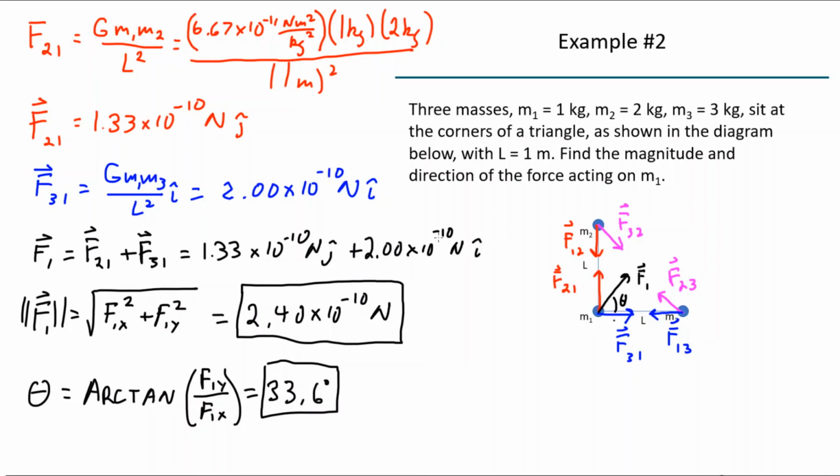Now, this example I did here was relatively easy. Why was it easy? Well, because F21 and F31 are already perpendicular to each other. I didn't have to break them up into x and y components. But if I wanted to calculate the force on M2 or the force on M3, I would have to take these F32 or F23 forces and break those forces into x and y components. So what I would do is first calculate the magnitude using Newton's law of gravitation, and then I would break that up into vector components using sine and cosine functions. So this is the kind of thing you'll need to do on your homework on gravitation.